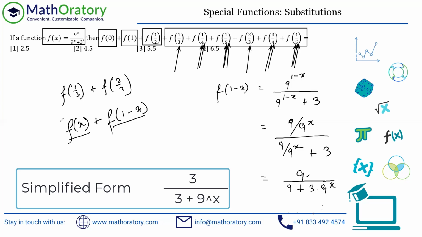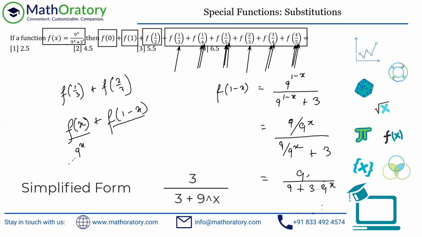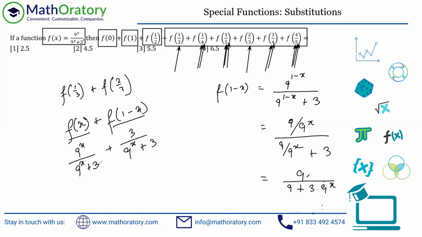So let us now substitute it here. So f of x is 9 to the power x divided by 9 to the power x plus 3. And this is 3 divided by, I mean, same thing, right? 9 to the power x plus 3. Now, taking this as the common LCM because that's anyhow equal.